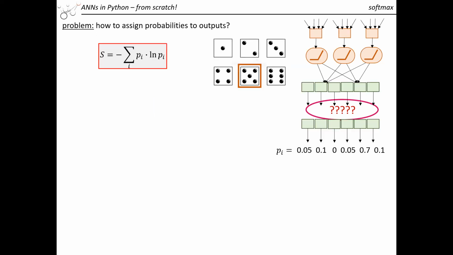And that's the key point, actually, also to come to the so-called softmax layer. So the problem is that we have to convert the output from the output layer into probabilities. And how do we do that?